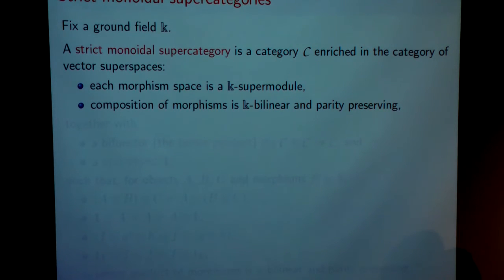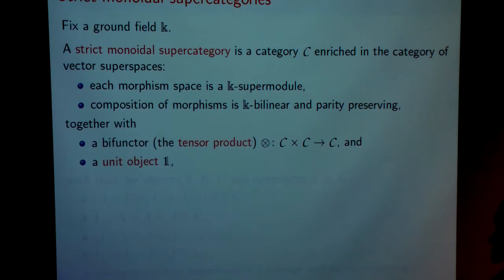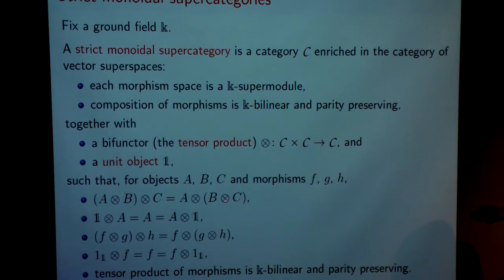And the strict monoidal part means you've got a tensor product, which is a bifunctor. You've got a unit object. That tensor product should be associative on objects. The unit object should act like a unit for this tensor product. It should be associative on morphisms. And the identity endomorphism of the unit object is a unit for tensoring morphisms. The tensor product should be K bilinear and parity preserving as well. Okay, so that's a monoidal supercategory.